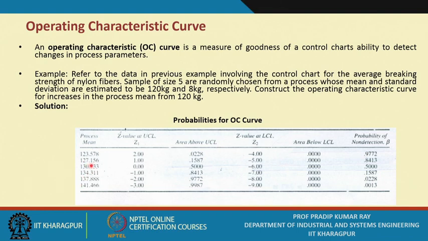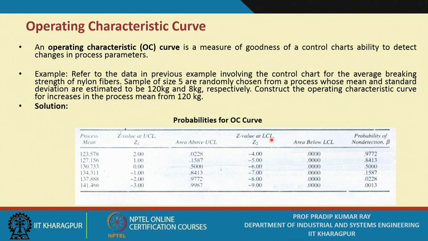Similarly, suppose it is 127.56. So the corresponding Z value at the upper control limit is 1 against that particular control chart which you use. Is it okay? So for which the upper control limit and the lower control limit are determined. So the Z value at the upper control limit is 1, so the area above the upper control limit is 0.1587, and the Z value at LCL is -5, so this is 0. So the area between the upper control limit and the lower control limit will be 0.8413.